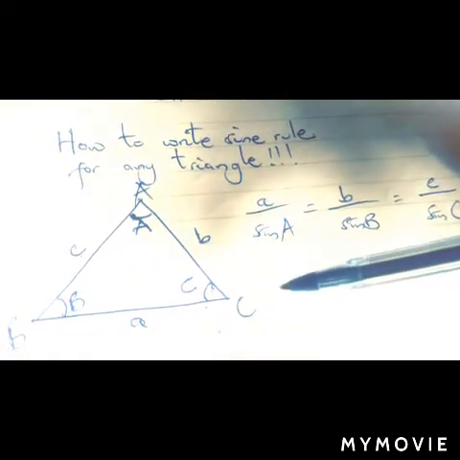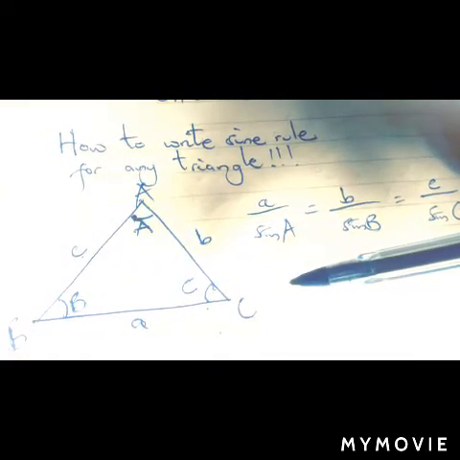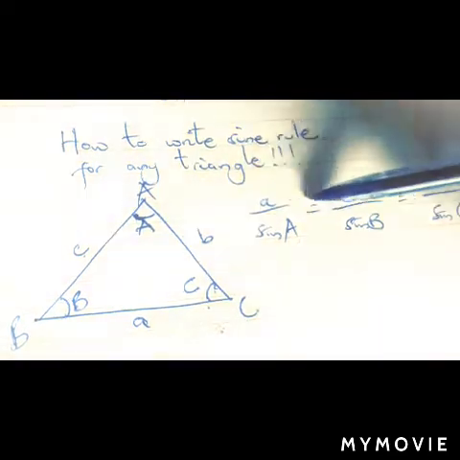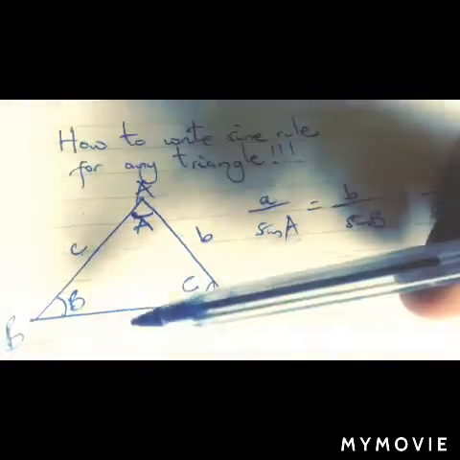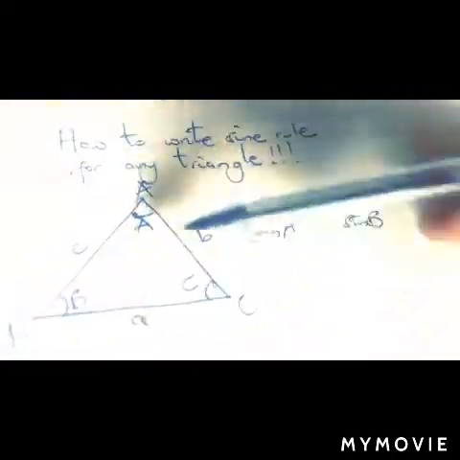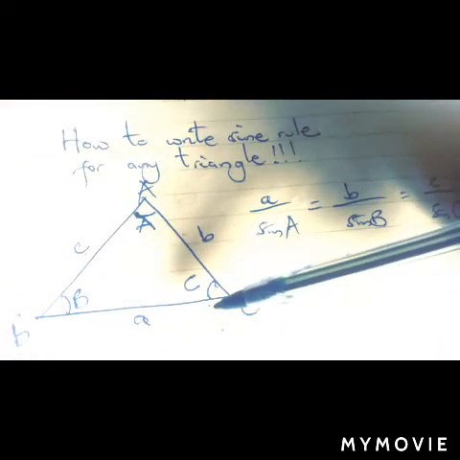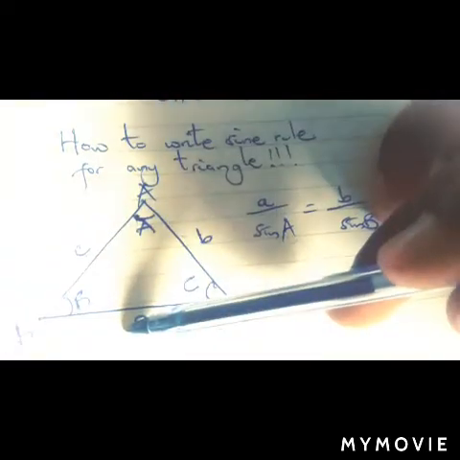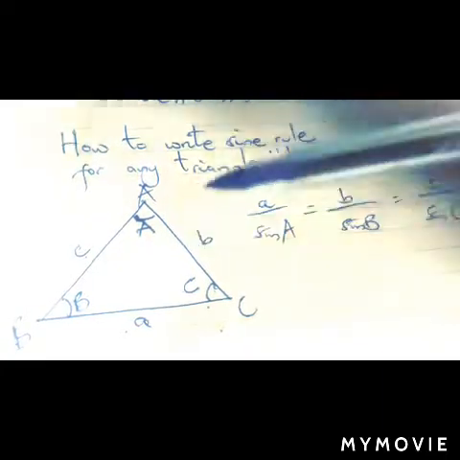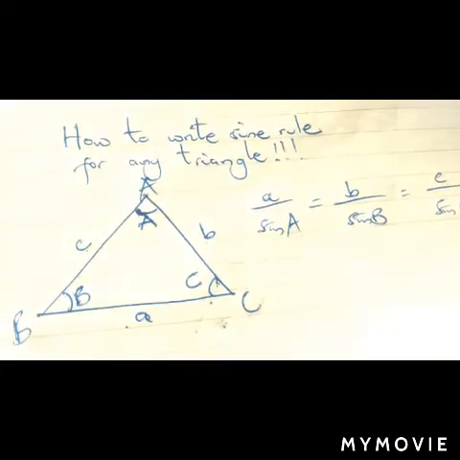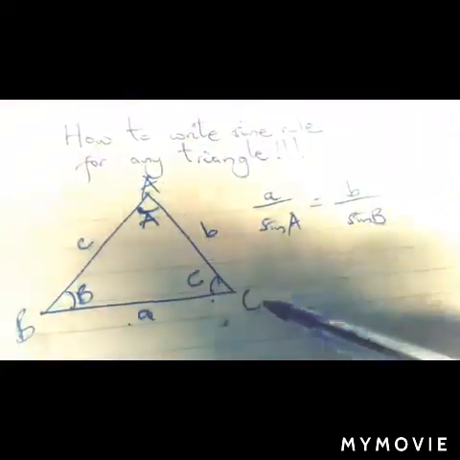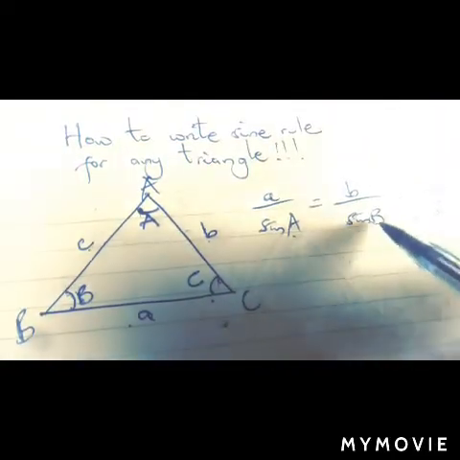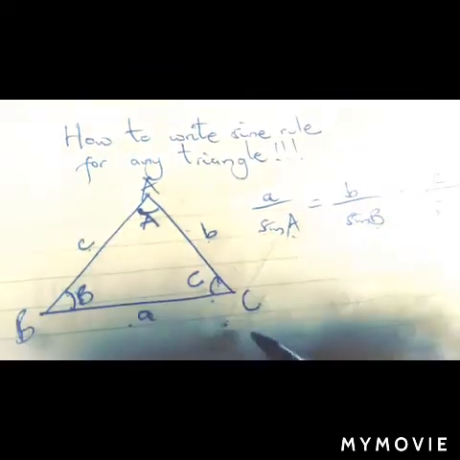I want you to observe something that will always be consistent whenever you write the sine rule for any triangle. The upper ones are the sides, a, b, c, the lengths of the sides, which could be in centimeters, in meters, anything you could consider. And these ones are the angles, which are always given in degrees: angle A, angle B, angle C, respectively.